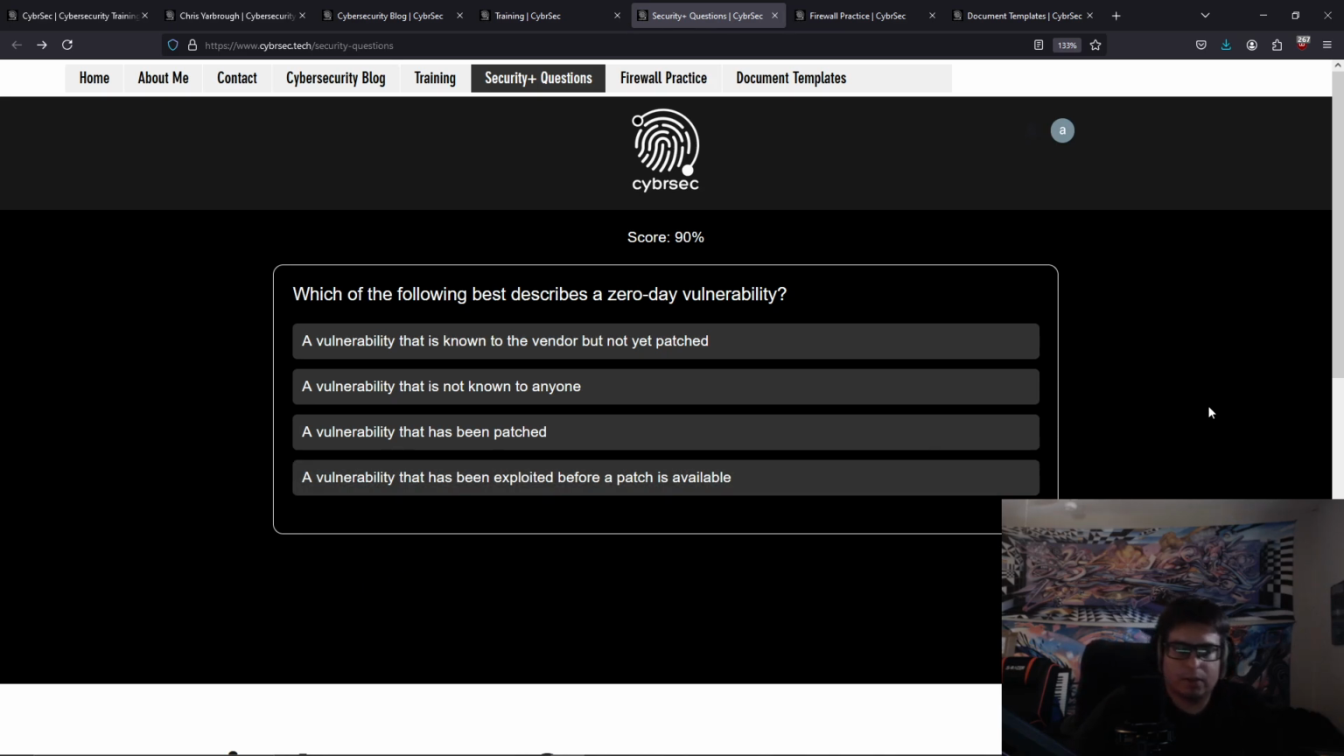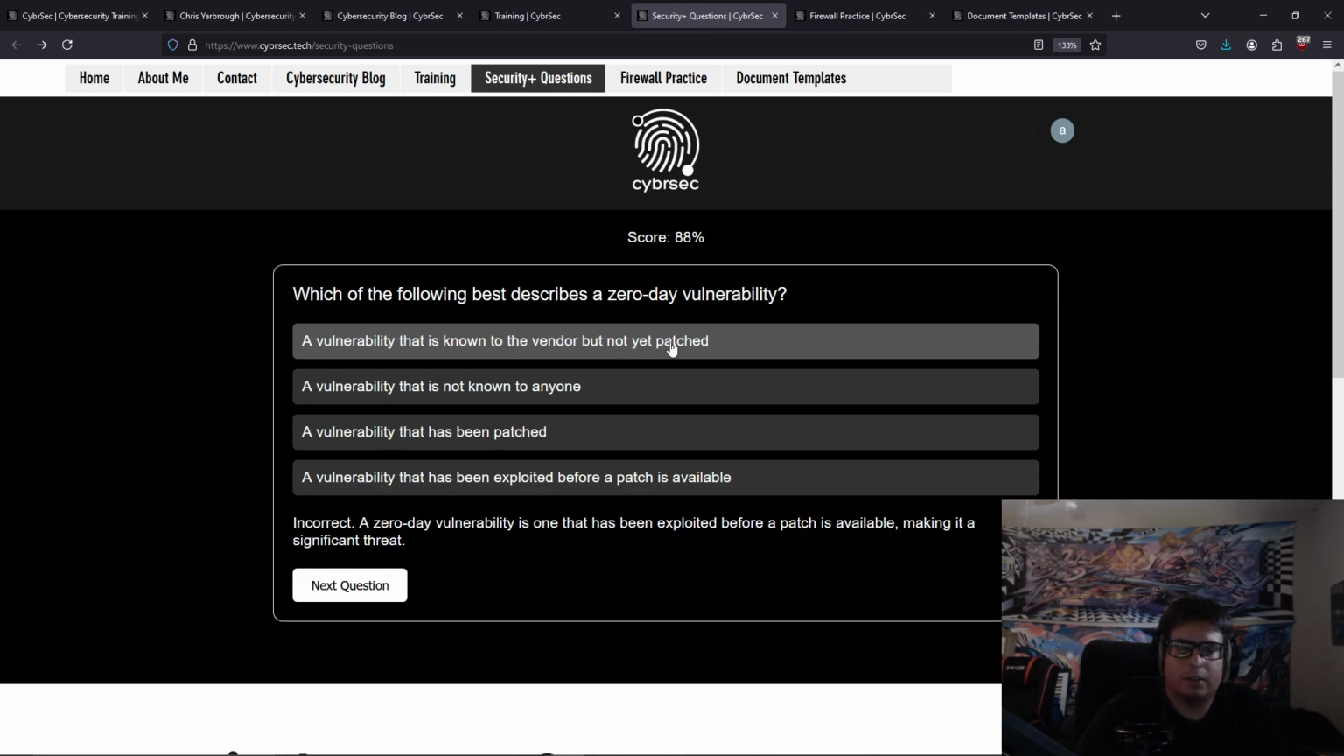Which of the following best describes a 0-day vulnerability? That they just found out about it, but it's not yet patched. No. It's been exploited before patched. Oh, duh, right here. Didn't read all of the answers, so a lesson to you.